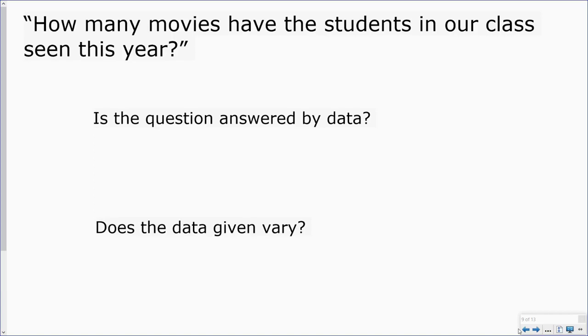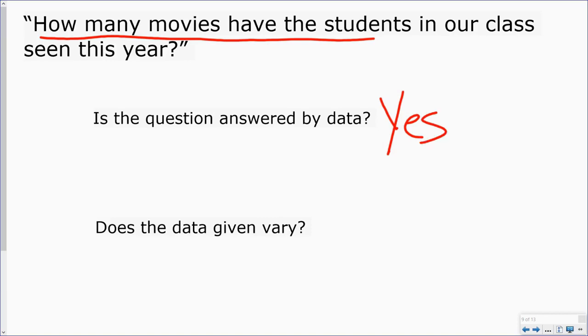Let's take a look at some questions to see if they are statistical questions or not. So our first one here says, how many movies have the students in our class seen this year? So our first thing we need to look at, is this question answered by data? And can we prove it? So can we count how many movies that students have seen? Yeah, we can ask them. We can look at ticket stubs, however we'd want to do that, but we could prove that that data is true. So this would be yes. We can answer this question with data.